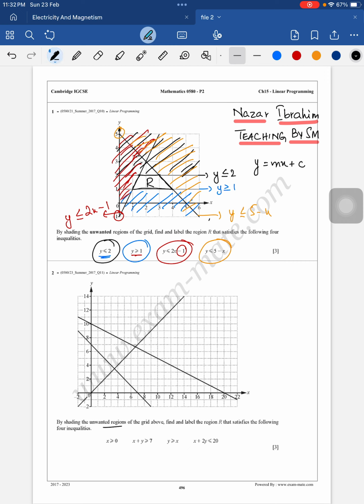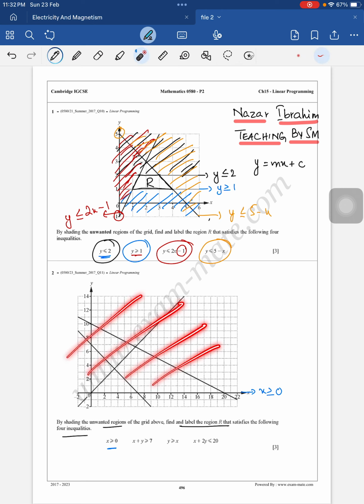By shading the unwanted regions, find and label the region R. Okay, so again doing the same. One is x is greater than or equal to 0. Greater than or equal to 0 means this part, and since this is greater, the part to be shaded is this, but we shade the unwanted, so unwanted is this part.